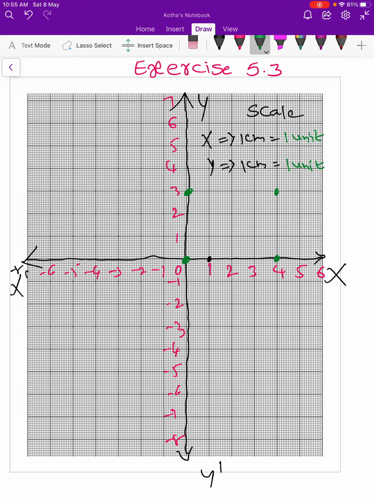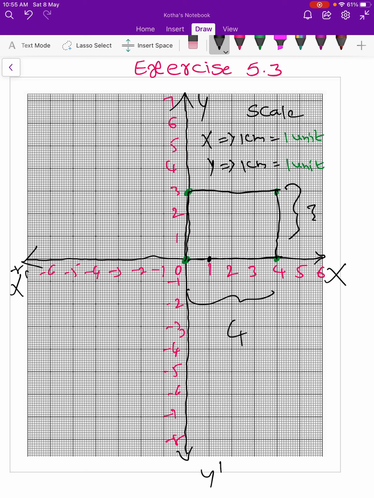Next, join the points with straight lines. We need to join all the points with straight lines to make a rectangle. Yes, we got a rectangle now. For this rectangle, this will become the length and this will become the breadth. Starting from 0 to 4 and this is from 0 to 3. So 4 units length and 3 units breadth.